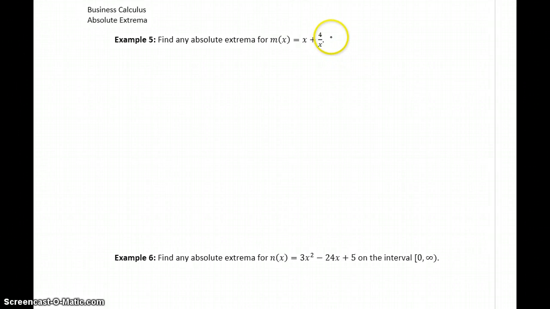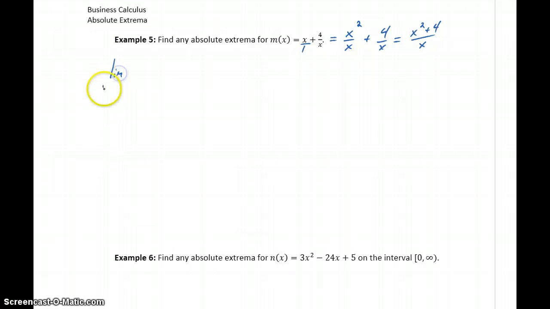The first thing that we're going to do, because it'll make our next step a little bit easier, is to add these two expressions together. So if we think of that first term as x over 1, then x over 1 and 4 over x, our common denominator is x. So this would have to become x squared over x plus 4 over x. Then adding those together would give us x squared plus 4 over x. So we've rewritten the original function in a slightly different form.